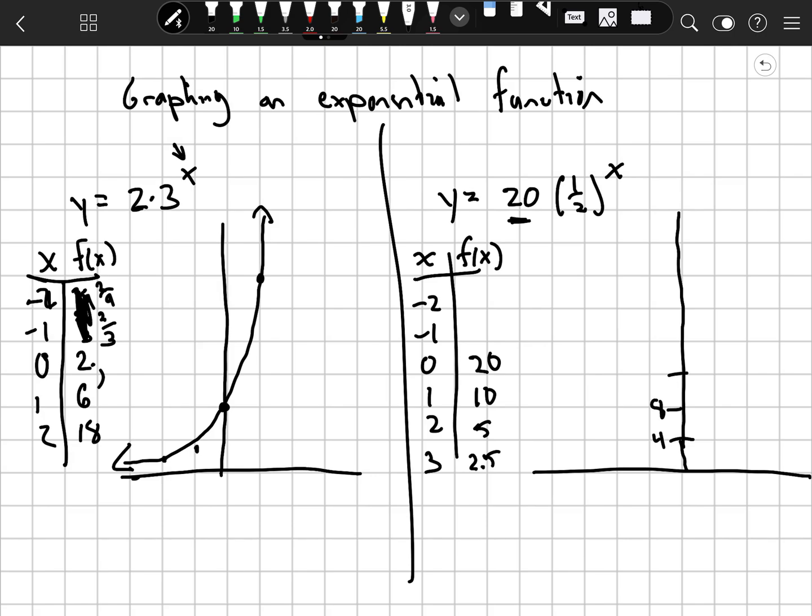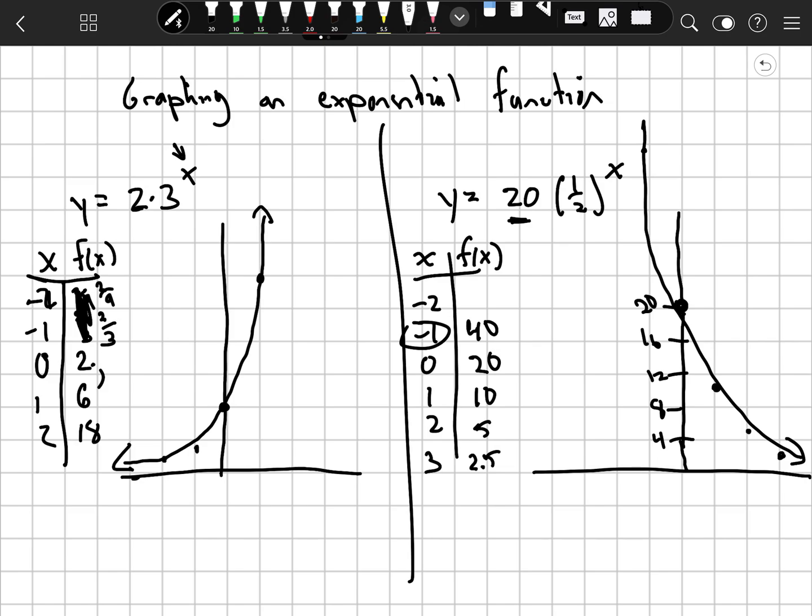So let's count by 4s. 4, 8, 12, 16, 20. So there's 20, and then 10's right there, and then 5's right there, and then 2.5's right there. If we went back, 1/2 to the negative 1, same thing as 2 to the positive 1, times 20 would be 40. So we're way up here, and so it kind of goes like that.